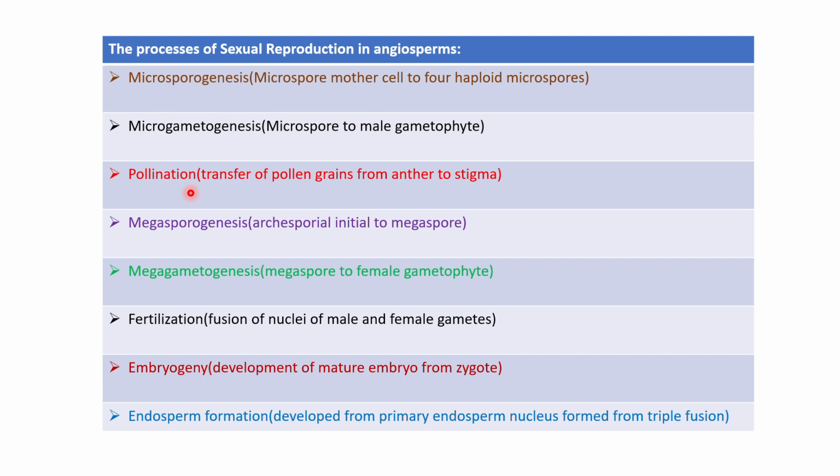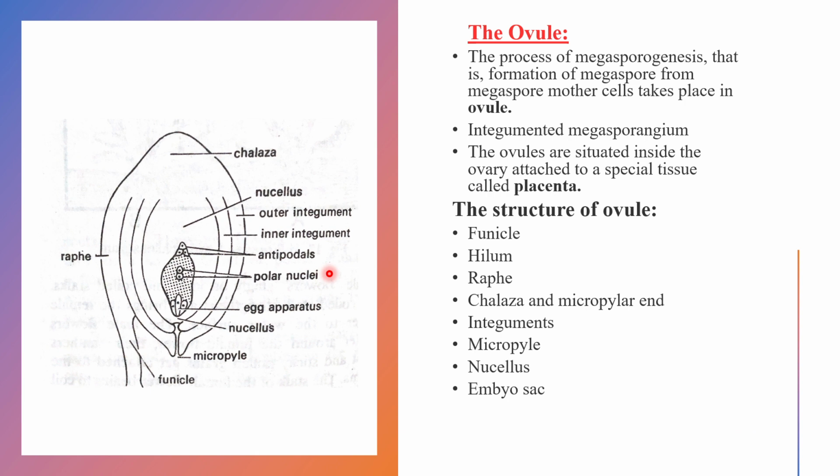And in this video, we will learn about the process of megasporogenesis, that is the formation of megaspore from archesporial initial, and megagametogenesis, in which the female gametophyte is formed from the megaspore. So let's see in detail. First, we will see what the structure of the ovule looks like and what the ovule is.